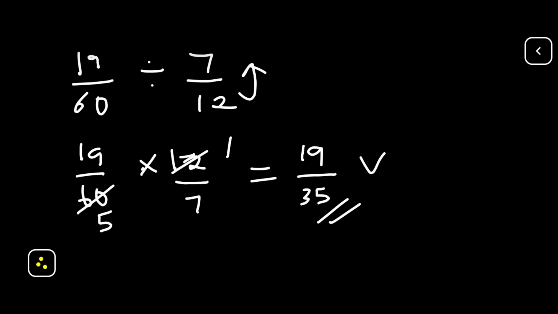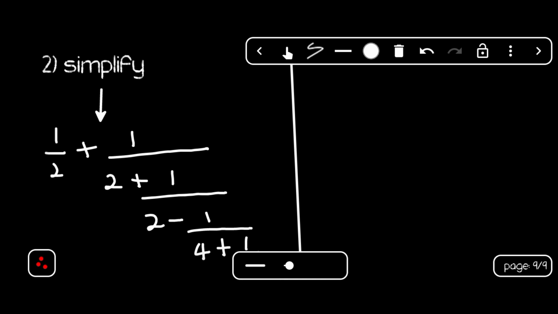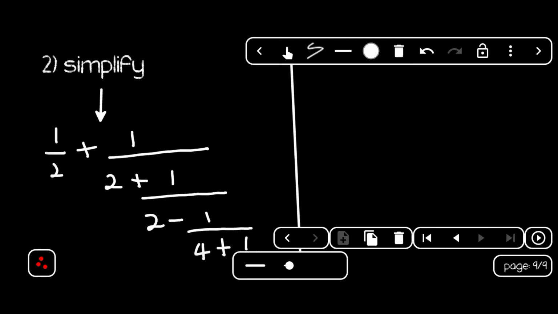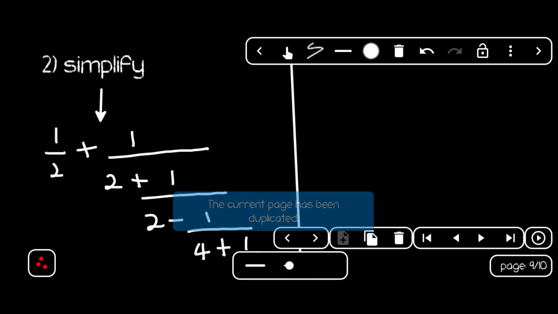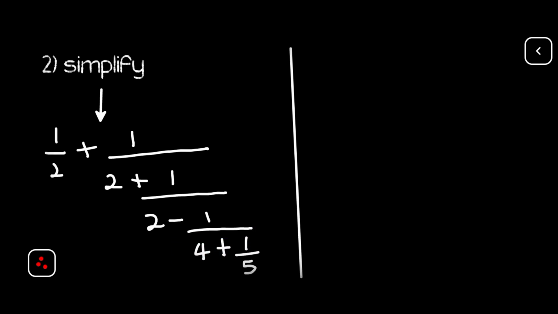So let's look at the next one. We have something like this. Let me just create another page. So we have to simplify 1 over 2 plus 1 all over 2 plus 1 all over 2 minus 1 all over 4 plus 1 over 5. You notice it's very complex. So what do we do?